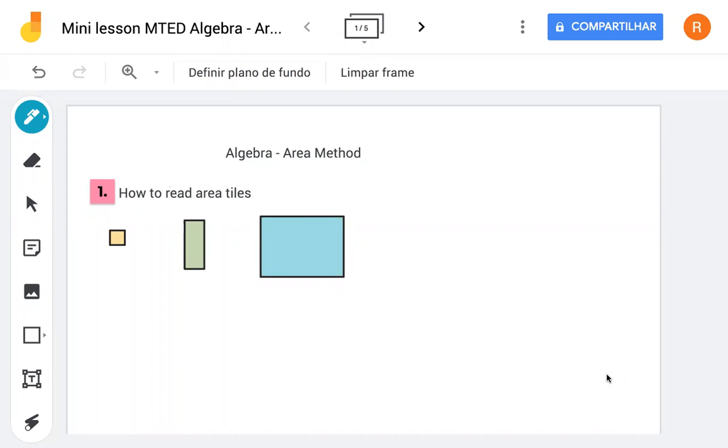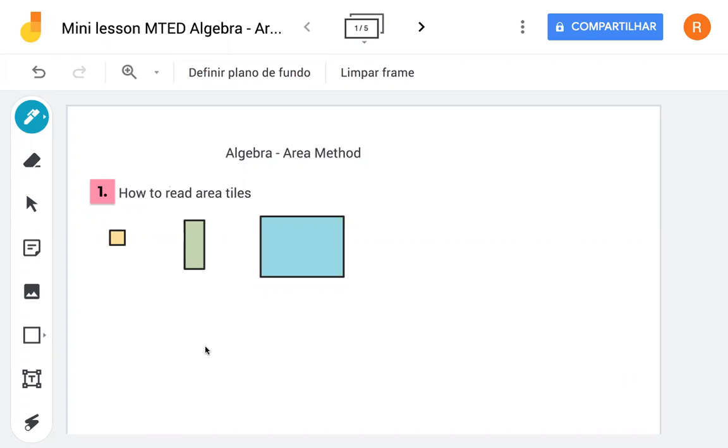Here, I'm going to be talking to you about area maths. That is 3 box plus an extension problem. The first thing you have to understand is how to read an area tile.